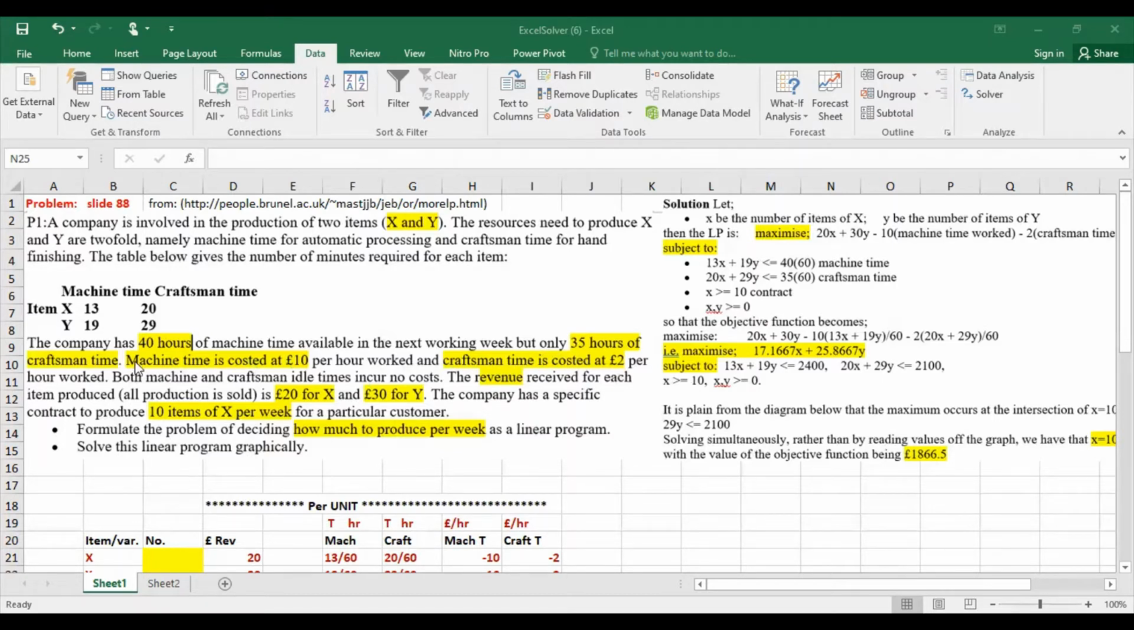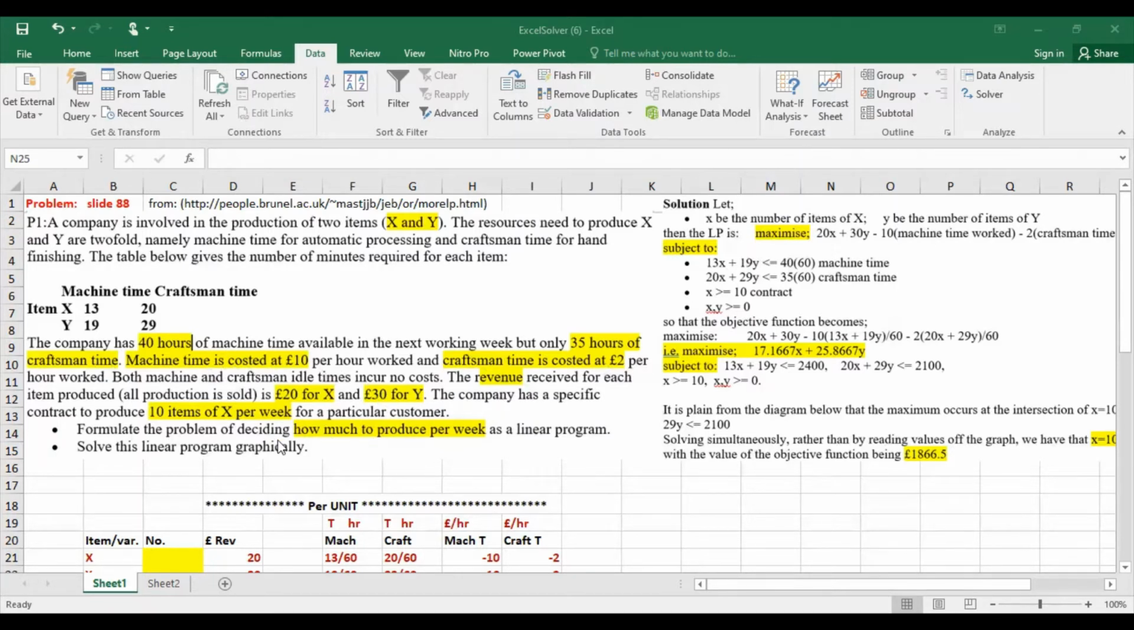But only 35 hours of craftsman time. So labor time left is only 35 hours for the next working week. Machine time is costed at £10 per hour worked, and craftsman time is costed at £2 per hour worked. Machine time costs £10 per hour, while labor time costs £2 per hour. Both machine and craftsman idle times incur no cost.